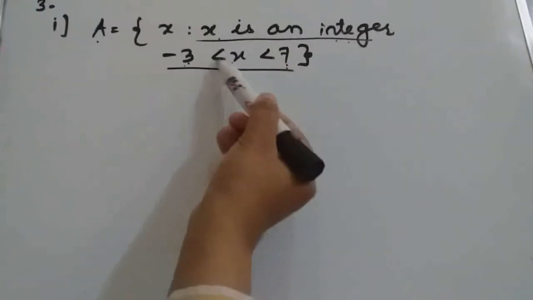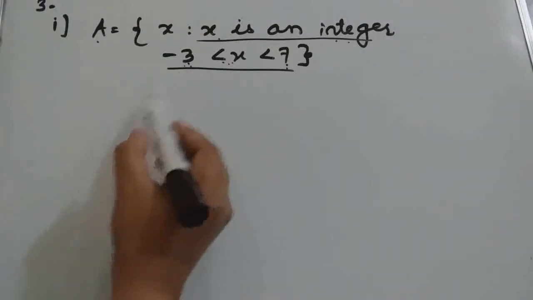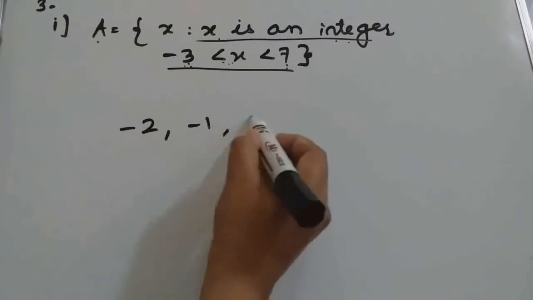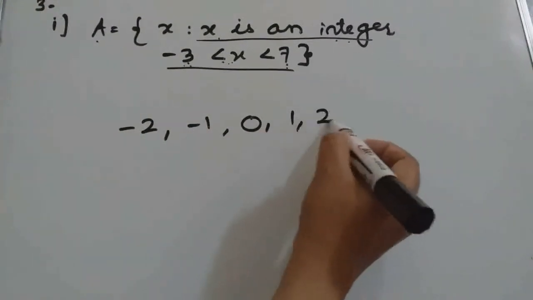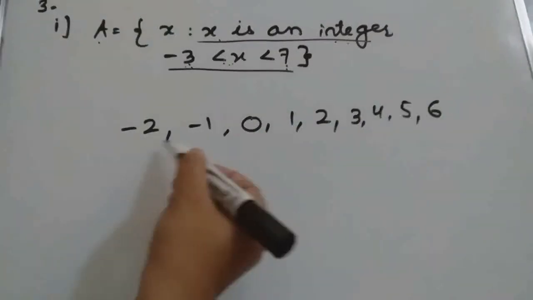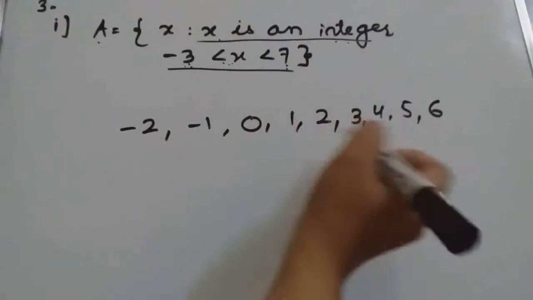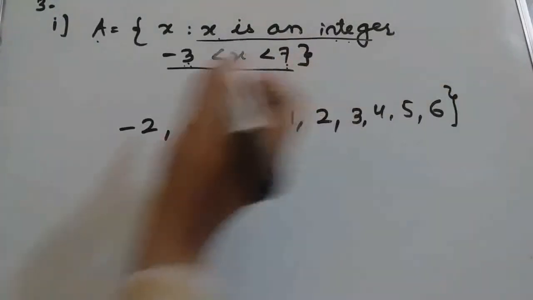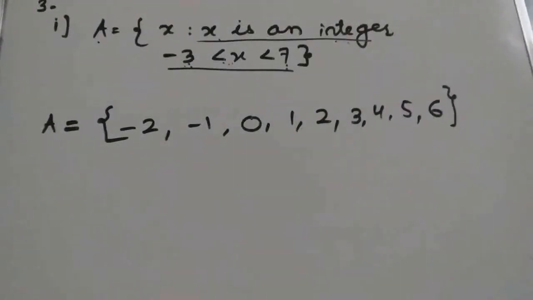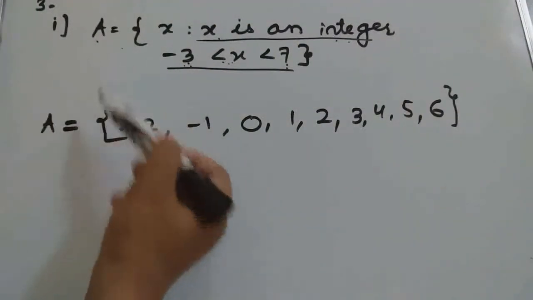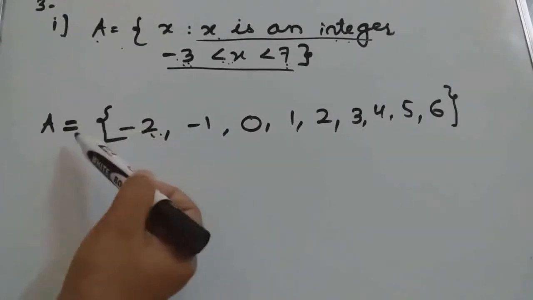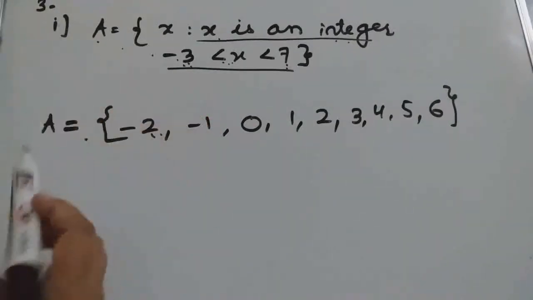So we know what all numbers will come here. Greater than -3 means -2, -1, 0, 1, 2, 3, 4, 5 and 6. So these numbers will be there, separated by commas. So we should put brackets and this will be the A set. Both are the same set but the representation is different. One is roster method, one is set builder method.